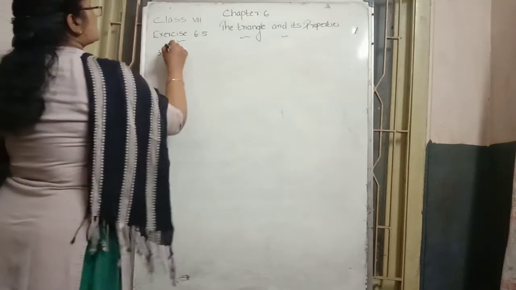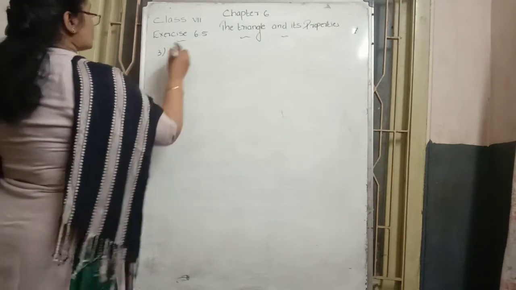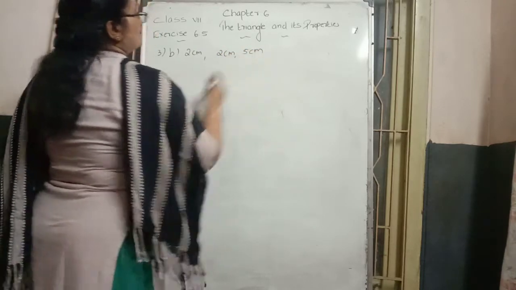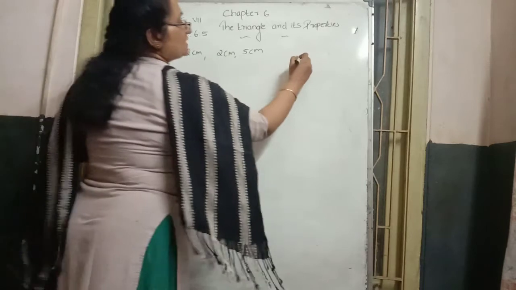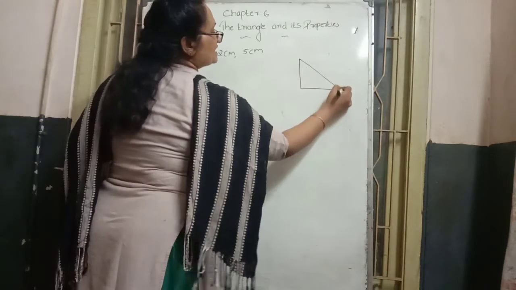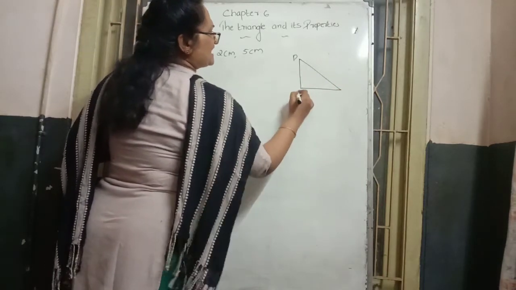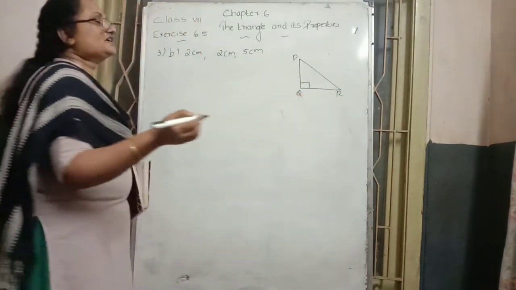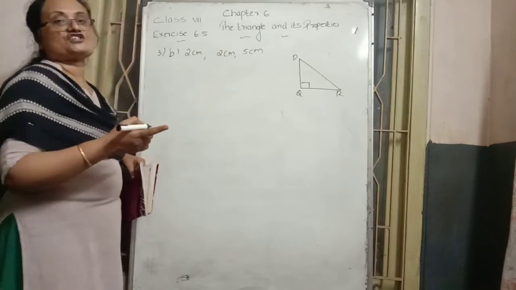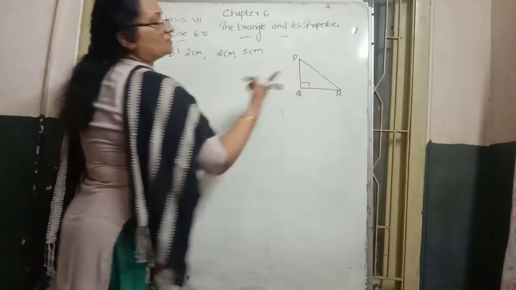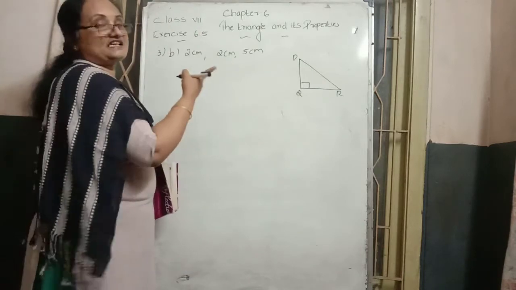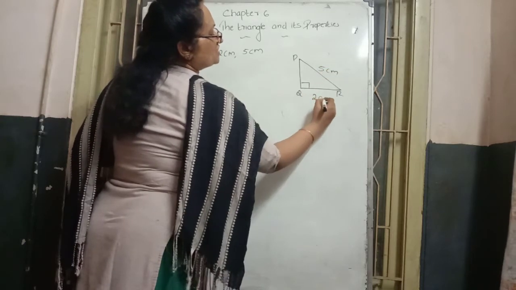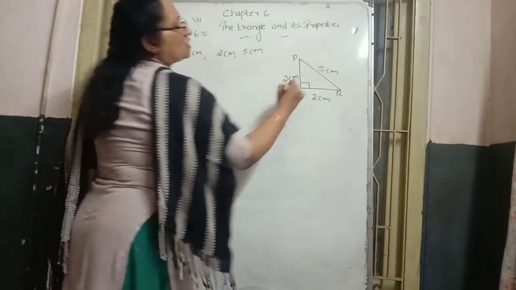In the B question, they have given us 2 centimeter, 2 centimeter, and 5 centimeter. What we want to do is just check, so we simply draw a right angle triangle. Here I mark the vertices as P, Q, R. Q represents 90 degrees. The highest measurement is 5, so PR is the longest side, that is the hypotenuse. On that side we mark 5 centimeter. The remaining 2 centimeter we mark on the base and the altitude sides.